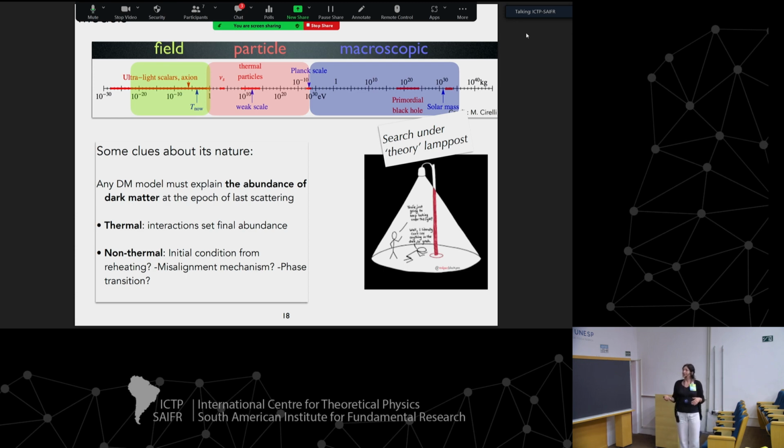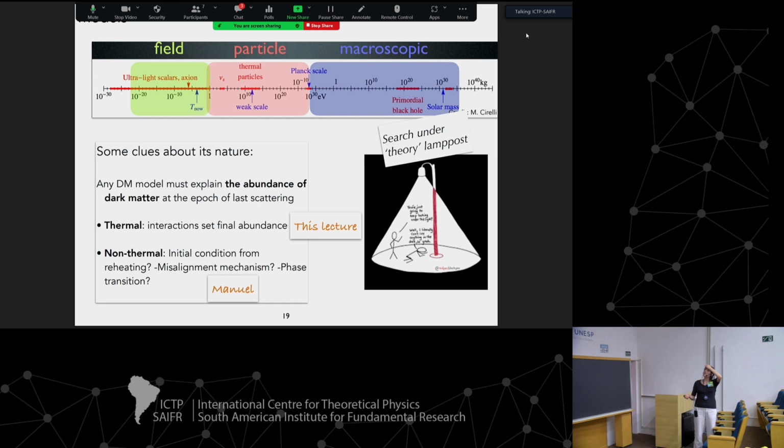And for non-thermal decoupling, as for ALPs, axion-like particles, you have different mechanisms, such as the misalignment mechanism for axions, some phase transition, reheating, and things like that. So again, I will be talking about thermal decoupling in this lecture, and then Manuel will be telling about this non-thermal decoupling, I assume, because that is relevant for axions. Yeah, so I will now go to thermal.